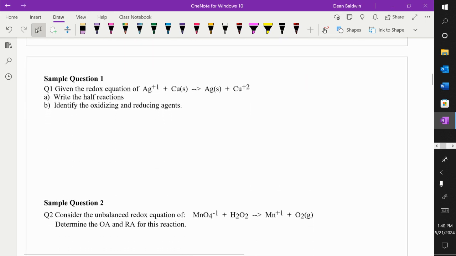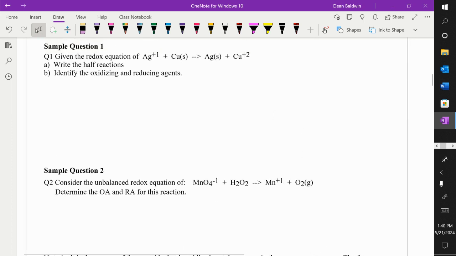So let's look at labeling this reaction. Next page. So we got silver plus plus copper goes to silver solid plus copper 2 plus. What are the half reactions? Silver plus 1 goes to silver solid. How does it do that? What does it need to pick up? It gains 1 electron. So that's the half reaction. Is that a reduction or an oxidation? It's a reduction.